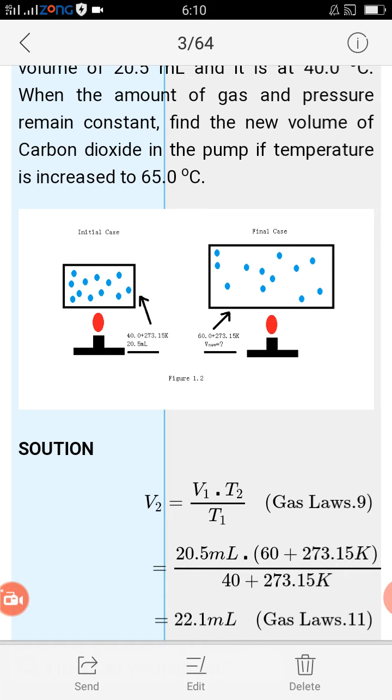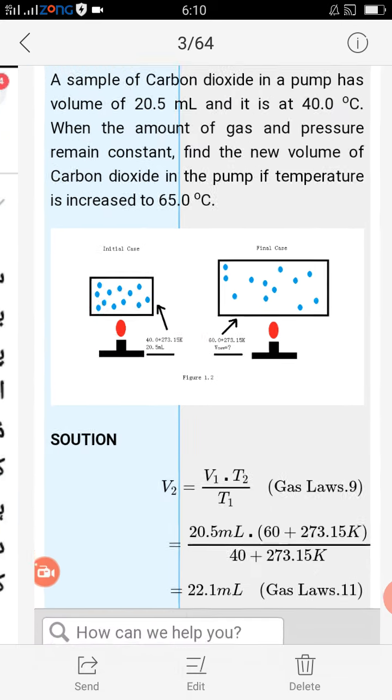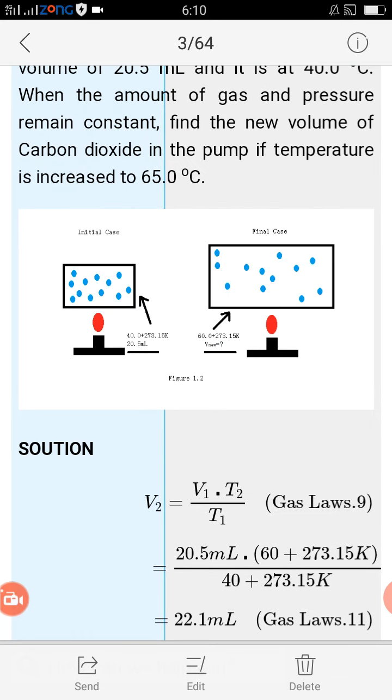Solution. Here, for the solution of the given sample, the formula is V2 is equal to V1 into T2 upon T1. It is the gas law. Now put the values of data in this formula.